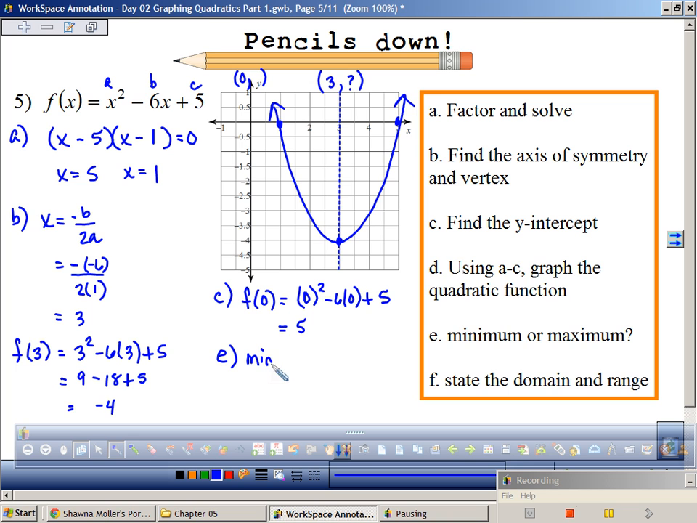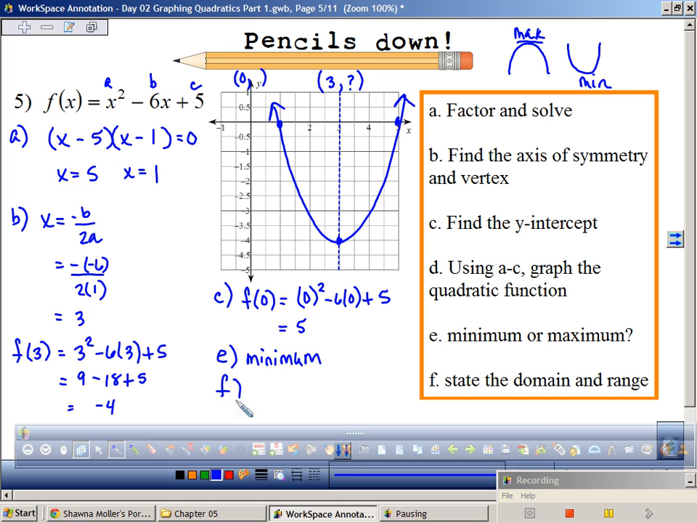Minimum. Think of Mario. When Mario jumps, that's the maximum he can jump. That's the way I remember it. And the other one's minimum. So max, min.